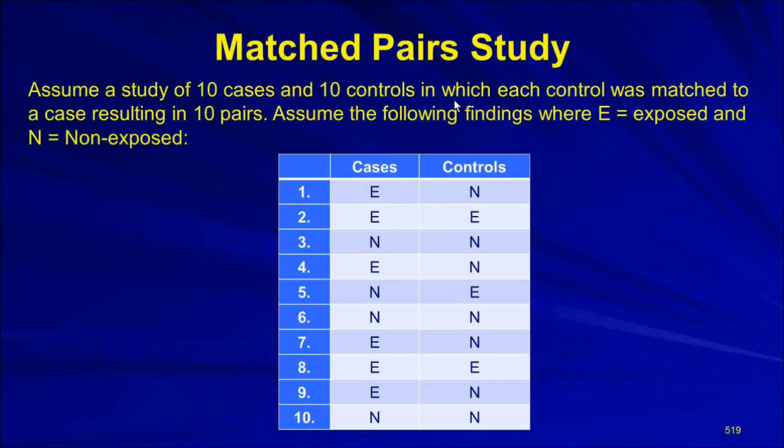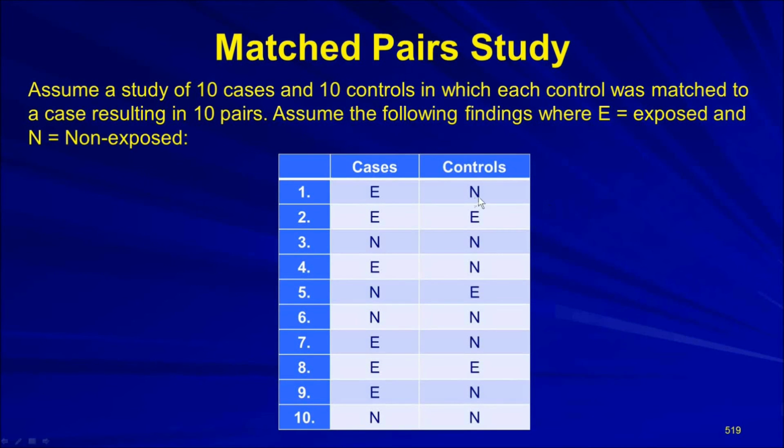Okay, let's see whether we can do this together. I want you to assume a study of cases and controls in which each control was matched to a case, resulting in 10 pairs. Assume the following findings were E equals exposed and N equals non-exposed. So which ones are we going to be interested in?